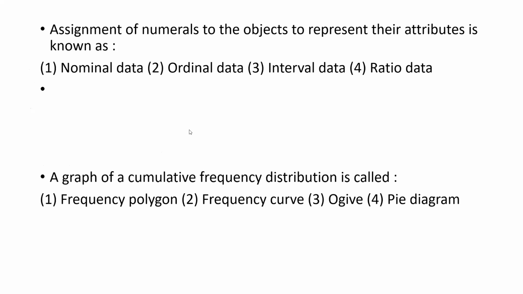What would be the name of a cumulative frequency distribution curve? It is called an ogive. Ogives, or cumulative frequency curves, are those frequency curves which are plotted using cumulated frequencies. So cumulated frequency graphs are called ogives. There are two types of cumulative frequency curves.